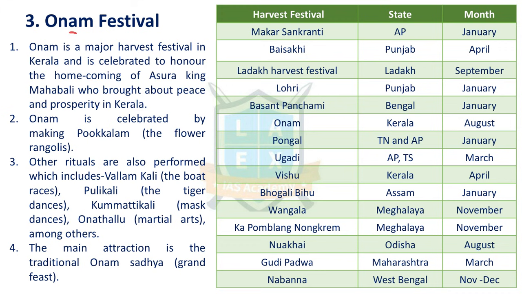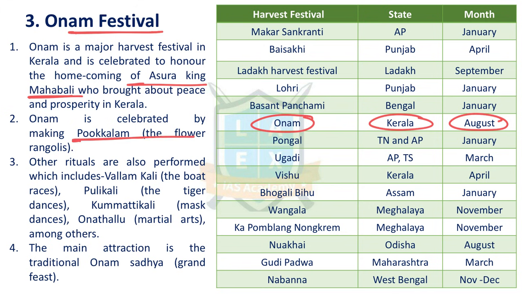Next issue is the Onam festival. Onam is celebrated in the months of August and September in Kerala. Onam is the harvest festival of Kerala. It is celebrated to honor the homecoming of the Asura king known as Mahabali. The Asura king is a tribal king. This Onam is celebrated by making Pookalam. Pookalam means flower rangolis, and other rituals performed during this time include Vallamkali. Boat race is known as Vallamkali.